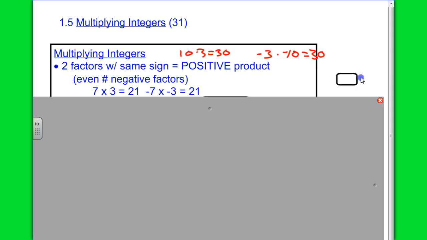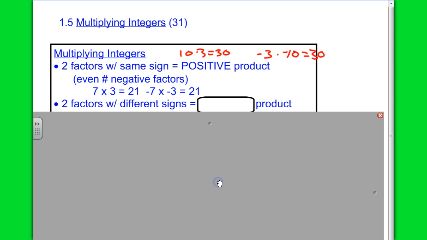Also 21. They're both 21. Good. Okay, so there we have 2 factors with the same sign. Now 2 factors with different signs. So let's think about the numbers we were working with above.